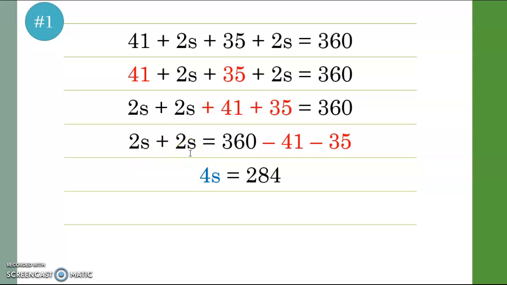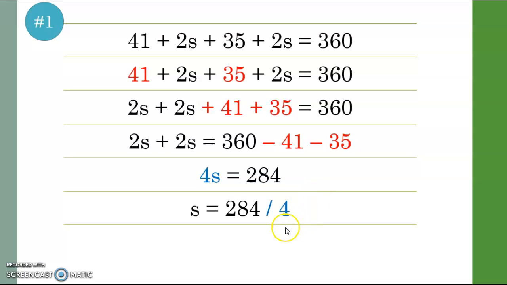Whenever you're adding variables together like this, if you're having trouble figuring out what 2s plus 2s is, replace the s with some kind of an object. I don't know, the letter S, you could think of a snake maybe. So if I have two snakes and I add two more snakes, I've got four snakes, right? 2s plus 2s is 4s. And on the right, this is your calculator work. You've got 360 minus 41 minus 35, which gives us 284. So we have 4s equals 284.